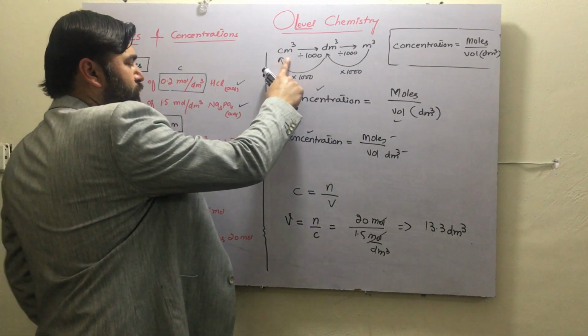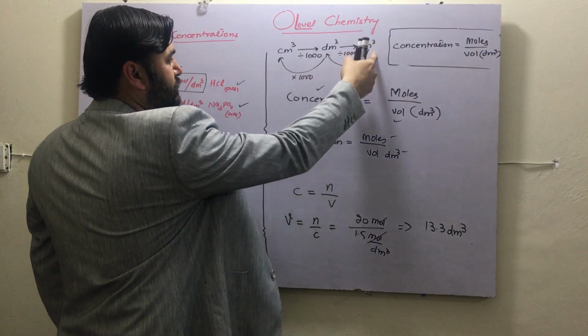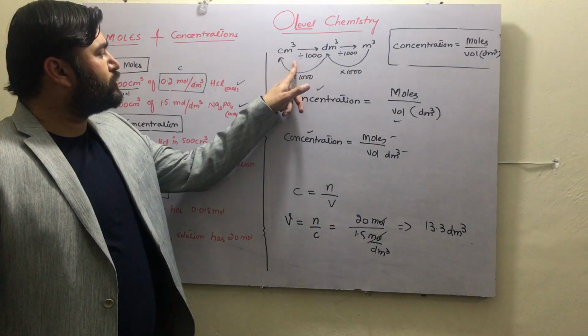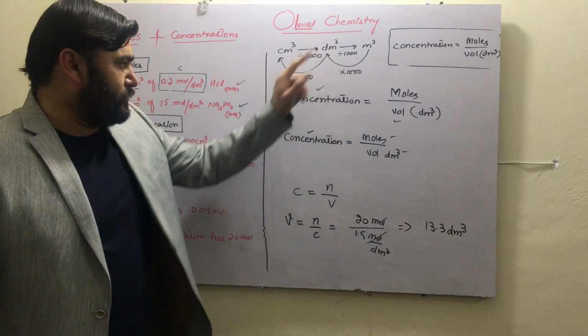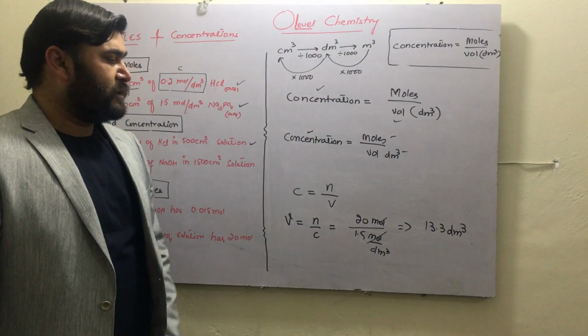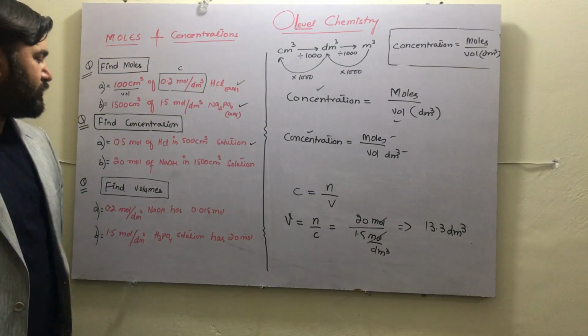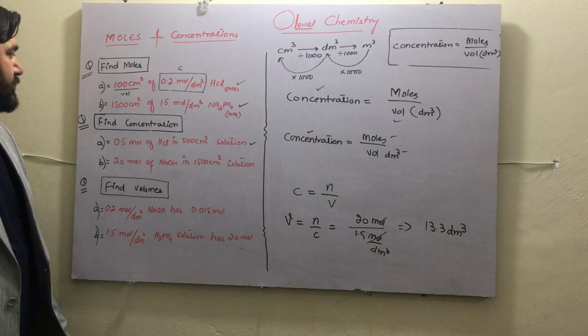Whenever there is centimeter cube, you will convert it into decimeter cube, and whenever there is decimeter cube, you need to convert it into meter cube. The simplest way is to divide the centimeter cube by 1000, so it will be converted into decimeter cube. So these are the stepwise methods. So you can easily solve this question. Again, if there is any question, you can ask in the comment section. I will give you the best answer, inshallah.